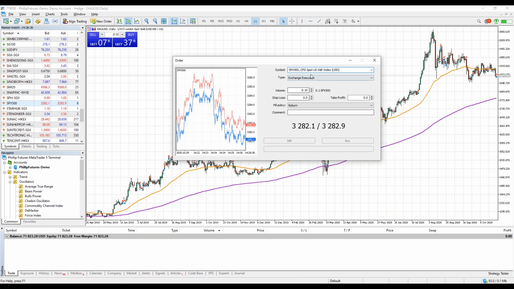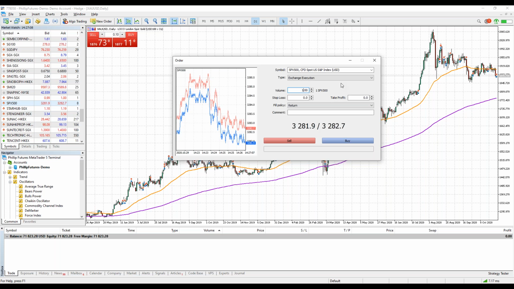So in this order ticket, you'll be able to tell that the symbol you're trading is the S&P 500 spot index. The type is the order type. So exchange execution actually means a market order. With exchange execution or market order, you don't get to indicate any price because you're actually going to buy or sell at whatever the market is quoting. So if I buy now, I'm actually buying when the S&P index is at 3282 points, and if I sell now, I'm selling at 3282.1 points.